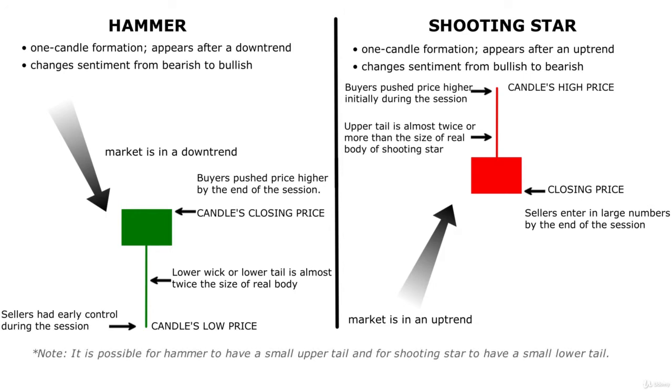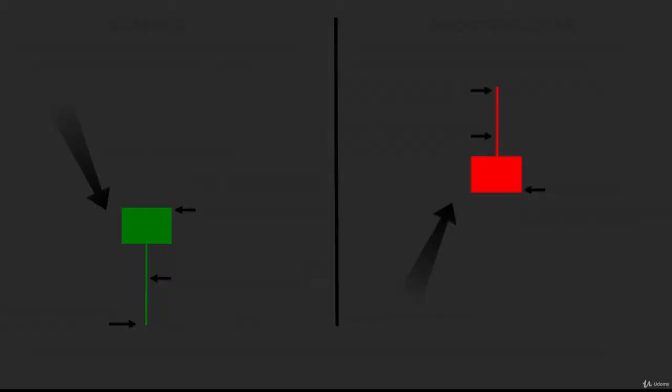Please note that it is possible for a shooting star to have a small lower wick and for hammer to have a small upper wick. Guys, for both of these patterns, the lower tail for the hammer and the large upper tail for the shooting star is a sign of increased strength associated to this pattern.